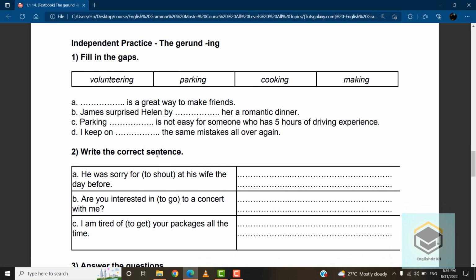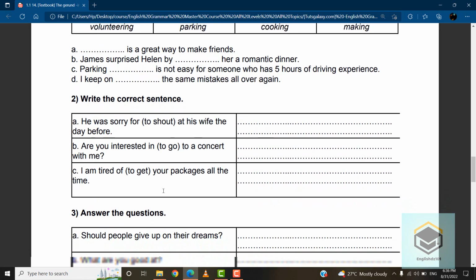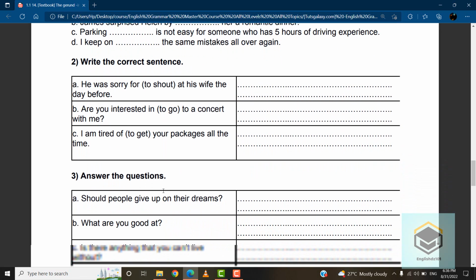Here it says write the correct sentence. So he was sorry for, this is a preposition, and you remember what I told you about prepositions. نستعمله gerunds after prepositions. So try to do that here. You can pause the video to do so.